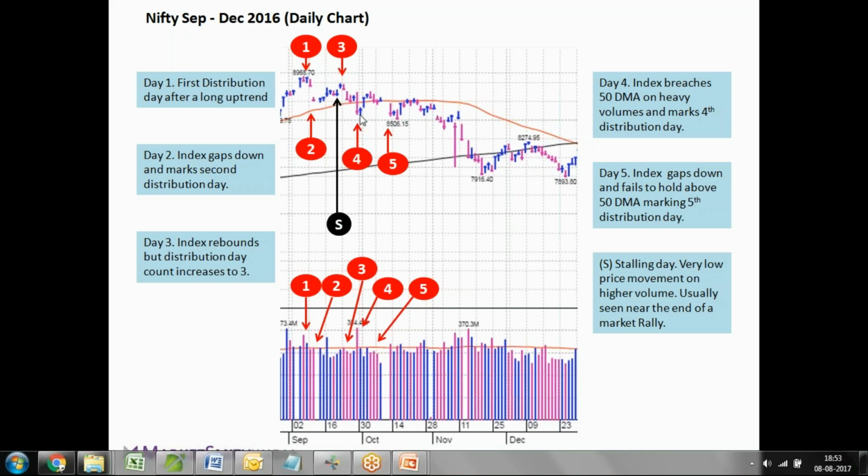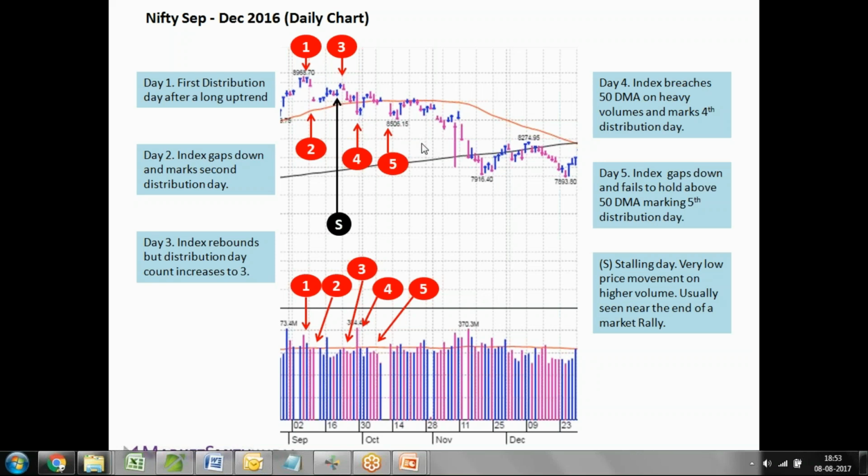And if you look at this period between 4 and 5, you will see very clearly that the index tried to rally higher, was unable to do so, and then again fell. And okay, let's come to the point marked S. So S is basically what is called a stalling day.